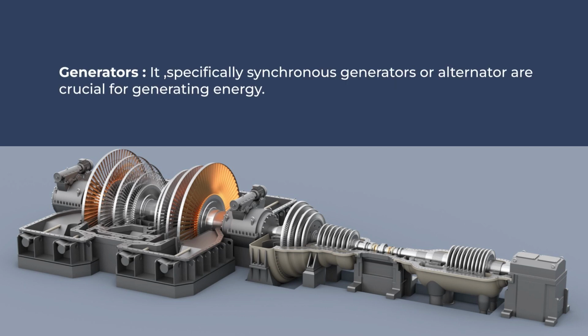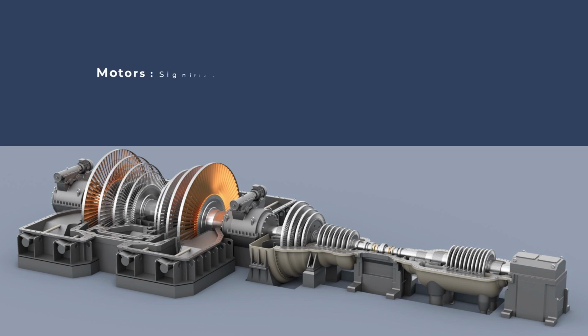Electrical generators convert mechanical energy into electrical energy. It is specifically the synchronous generator or alternator, and they are crucial for generating energy. Next are the electric motors. They convert electrical energy into mechanical energy. They are significant as large loads in the electrical system. It is specifically the synchronous motor or induction motor.